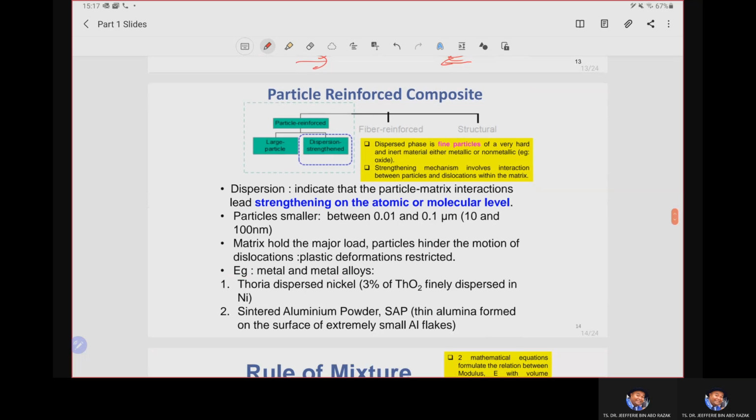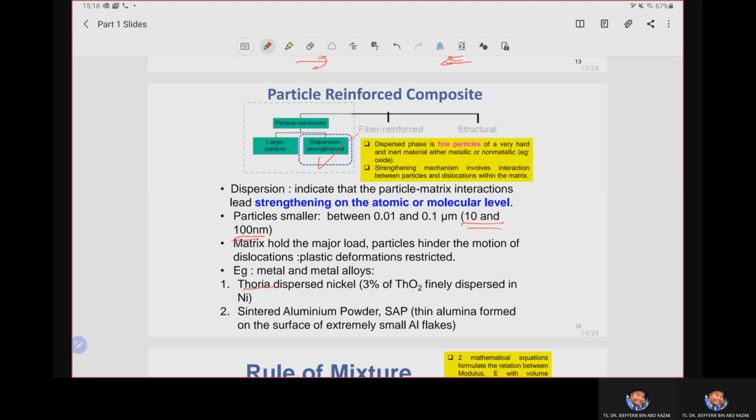So next, in this slide, we'll discuss another sub-classification of particle reinforced composite, which is dispersion strengthening. For dispersion strengthening, the particle size is finer. The difference between the large particle and this one is that for the strengthened particle we use smaller particles, even finer, between 10 to 100 nanometer. This finer particle is a very hard and inert material, either metallic or non-metallic. Normally for non-metallic material, we use the oxide type. Here thoria is one of the oxide types.